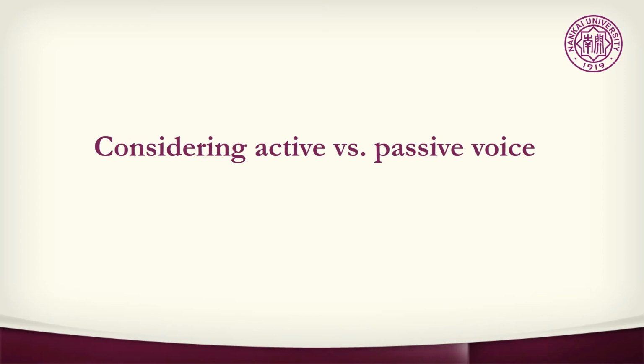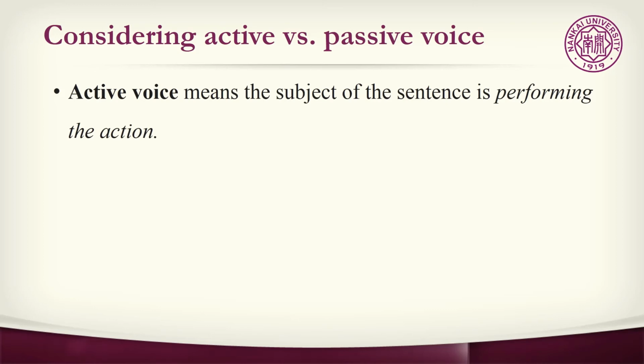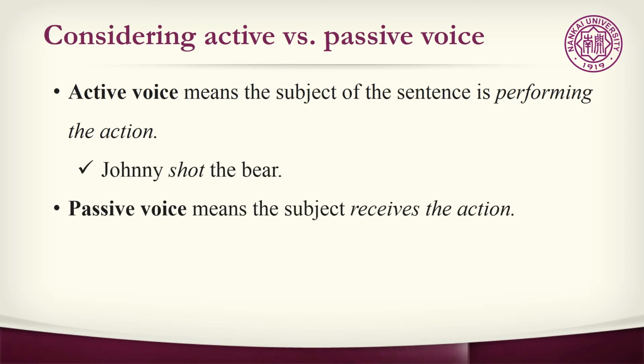Action verbs can be written in either the active or passive voice. Both are commonly used in different situations, so we need to carefully choose between these two. Active voice means the subject of the sentence is performing the action. For example, Johnny shot the bear. Passive voice means the subject receives the action. It means something or someone else is performing the act.